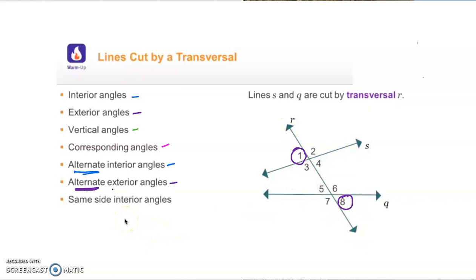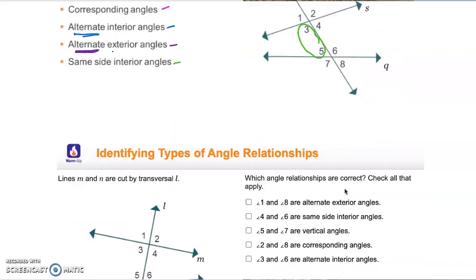And then same side interior angles, you probably guessed it right from the words, means on the inside of the lines, but on the same side. So 3 and 5 are same side interior angles, and 4 and 6 are same side interior angles. Pause the video and make sure you understand those terms if you need to.